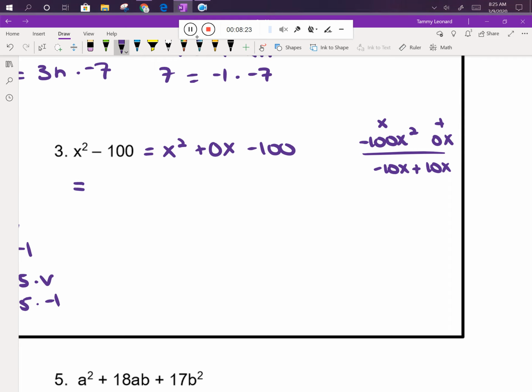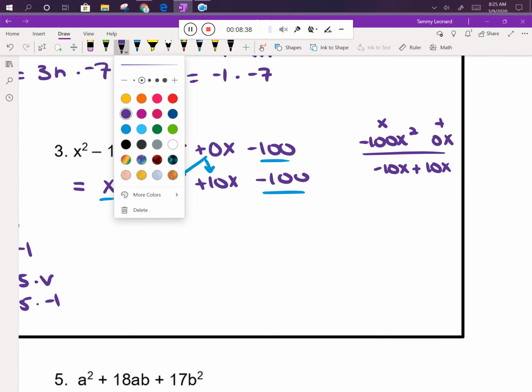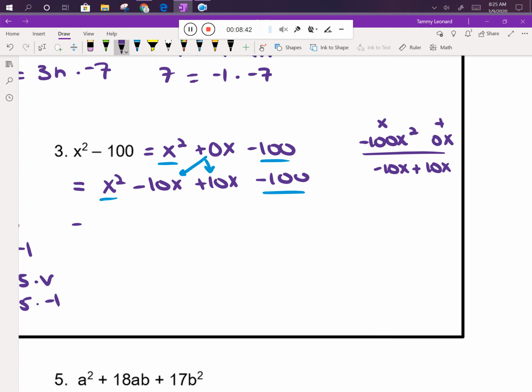So I'm going to start by splitting the middle term. So I have x squared minus 10x plus 10x minus 100. Notice the first and last terms didn't change, and the middle term split into those 2 terms. So we've done steps 1, 2, and 3 at this point. All right, now step 4 is to create that sum. So we're going to have x squared minus 10x plus 10x minus 100.